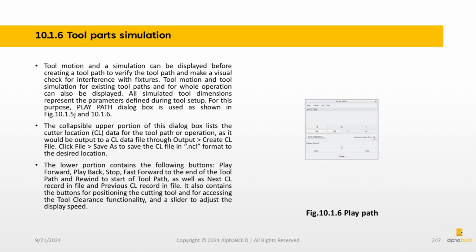Click File, Save as to save the CL file in .ncl format to the desired location. The lower portion contains the following buttons: Play Forward, Play Back, Stop, Fast Forward to the end of the tool path, and Rewind to start of tool path, as well as Next CL Record and File and Previous CL Record and File. It also contains the buttons for positioning the cutting tool and for accessing the tool clearance functionality, and a slider to adjust the display speed.